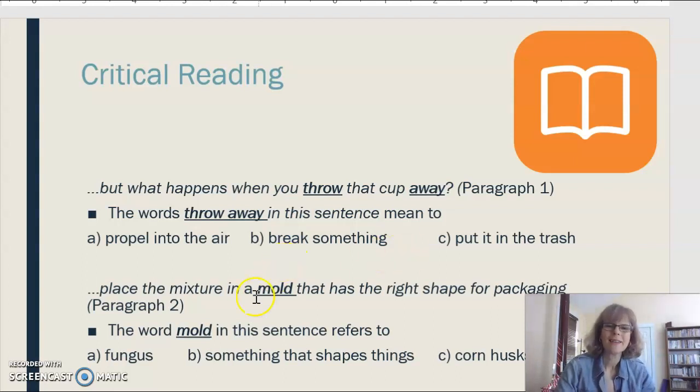And the next question is this word mold. Place the mixture in a mold that has the right shape for packaging. That was in paragraph 2. What does mold mean here? A, B, or C?